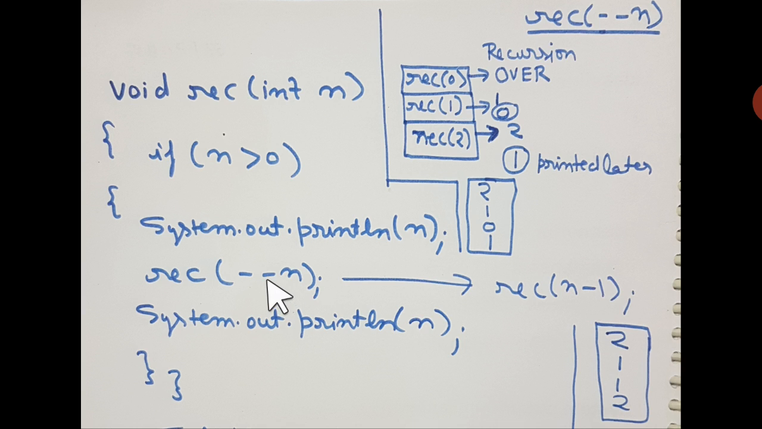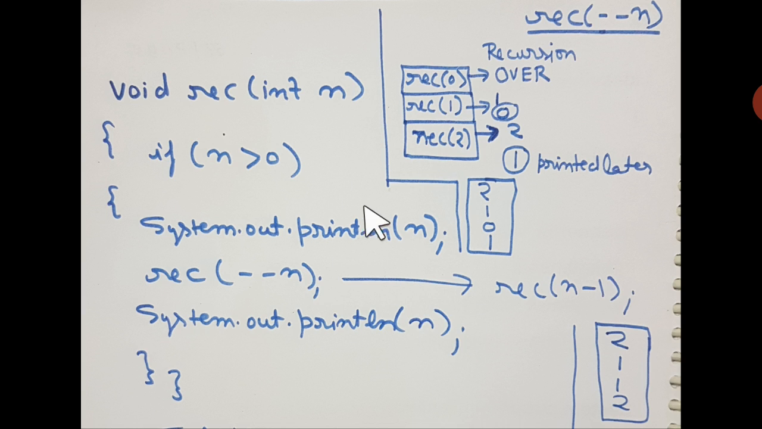So here students, minus minus n is there, so n is reduced. So the value of n in memory is going to be 1, but it will not be printed because the second recursive call has been made. So rec(1) is there. Rec(1) means n is 1 now. 1 is still greater than 0, so now 1 is printed on the screen. So you can see 2 is printed, then 1 is printed, and this 0 is actually meant for the print statement that is after the recursive call.